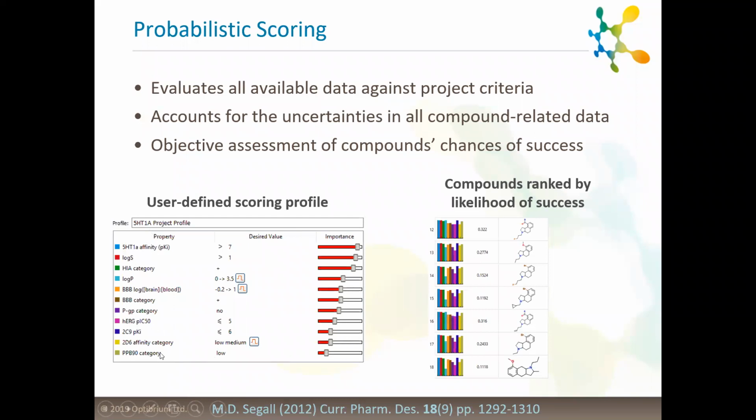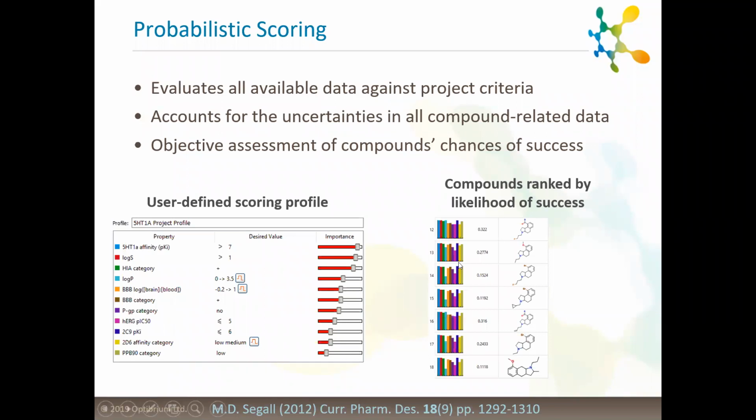So you've got all the properties that matter to you, and then you enter in desired values. These can be a hard cutoff or a range of values that are desirable for that property. And then you also assign an importance. So this is telling StarDrop how important that property is. So for things like affinity, that's a very important property, so we would set the importance very high for that. So what you get out of the scoring profile is this histogram shown here, as well as the score.